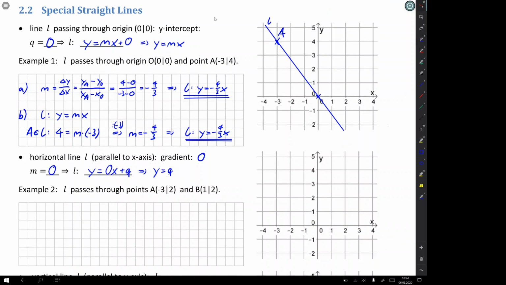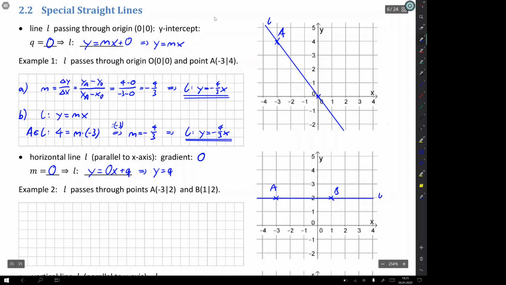Let us look at example 2. The line L passes through points A (-3, 2) and B (1, 2). Let's sketch that. So we have the point B here and the point A here. And when we draw the line, we see immediately it's a horizontal line.